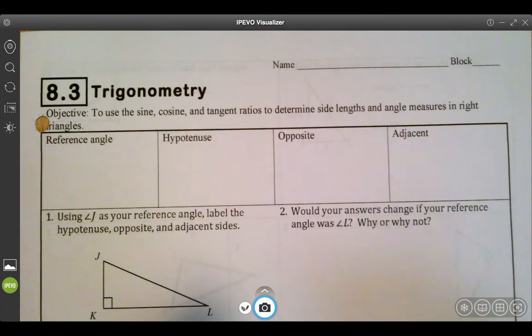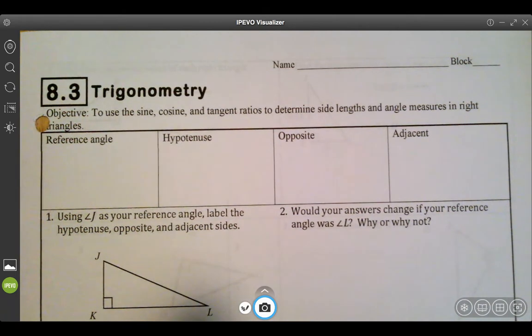For 8.3, we're starting to look at what's called trigonometry. We're just looking at kind of the introduction to trigonometry in this class. Our goals are to learn what they are and to be able to use sine, cosine, and tangent, which are ratios, to determine the side lengths and angle measurements in right triangles.